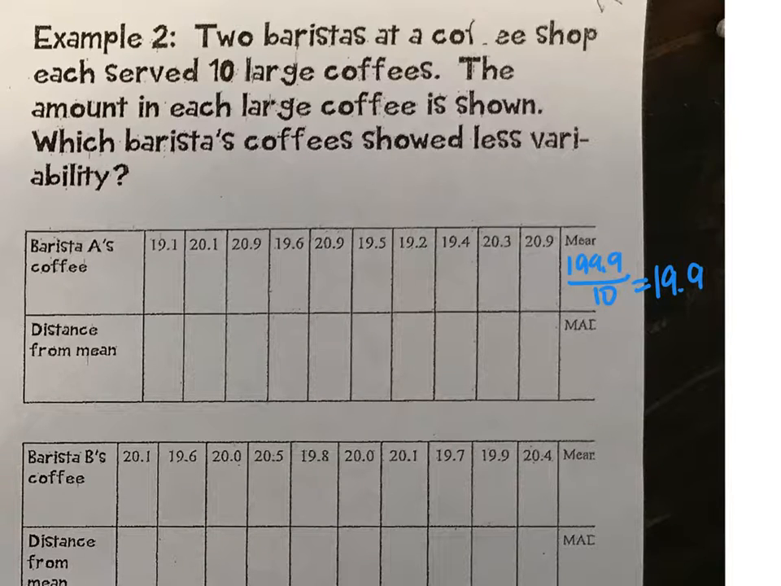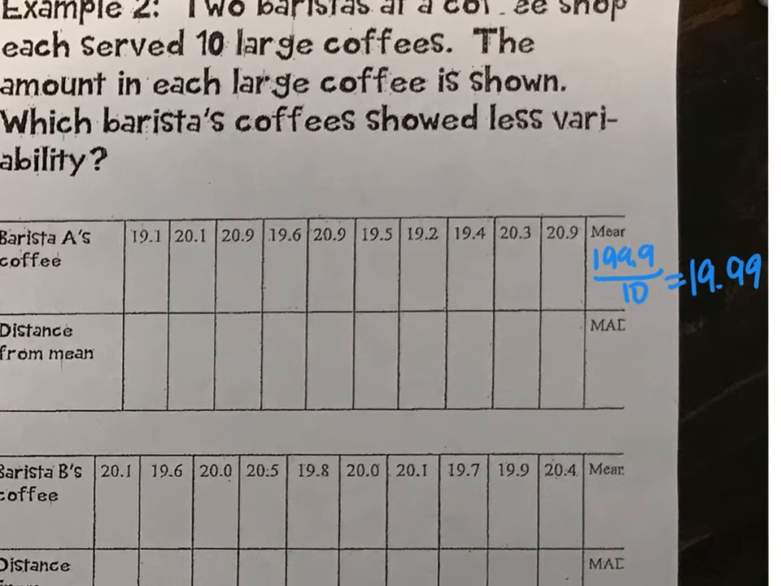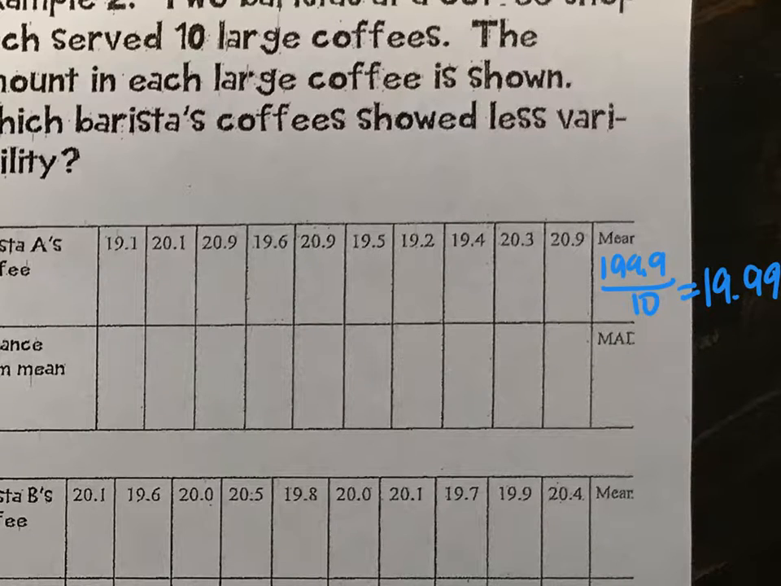That's my original value. So every point from here on, I see how far it is from 19.99. Sorry, I didn't carry that over. It's going to be 19.99. Okay? So 19.1 is technically what? 0.89 away from 19.99. Yes? Shake your head yes or no, okay?